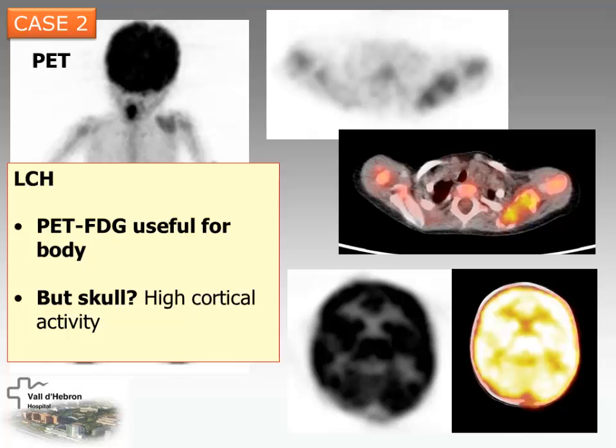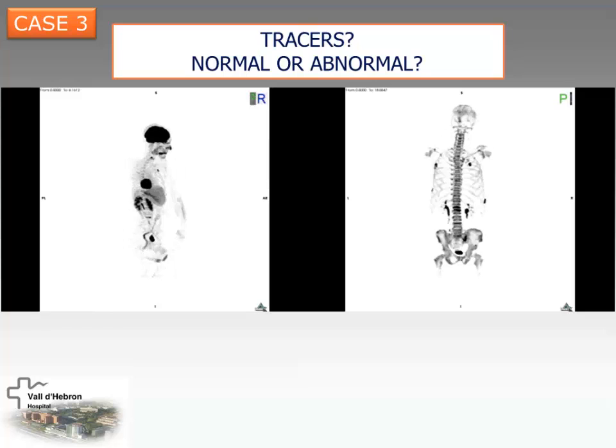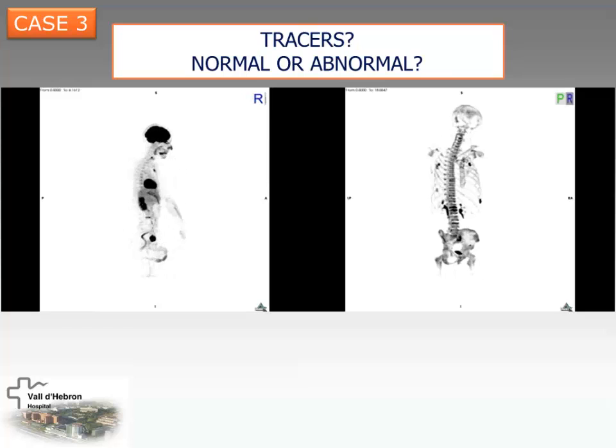Okay, and now one case in one adult, to change a little bit. Which are the tracers? One is FDG and the other one is fluorine. Yes, on the left, FDG, and on the right, fluorine. And both are normal or abnormal? Abnormal. Which is more abnormal? The fluorine, yes? And what can we see on the fluorine PET?